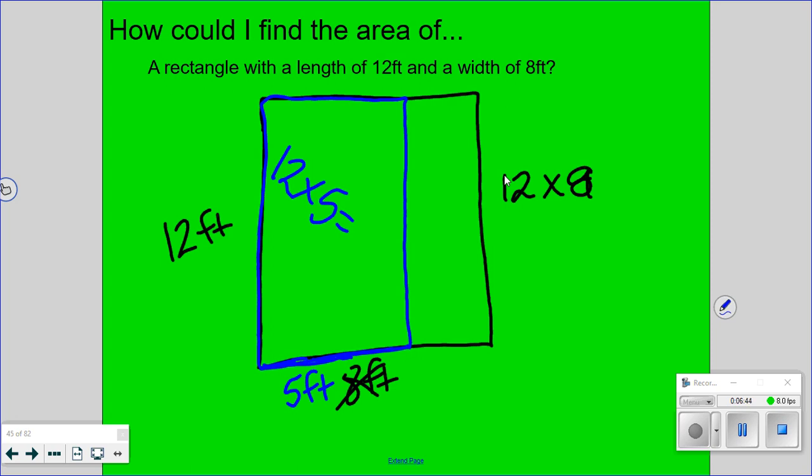Take a minute. Your number should be more than 50 because I know 5 times 10 is 50. I've got 5 times 12. Julian, what did you get? 60 what, Julian? Cupcakes? What is the thing I'm measuring? What is my unit? Square feet. That section is worth 60 square feet. But now I need the other section. Get your other color.